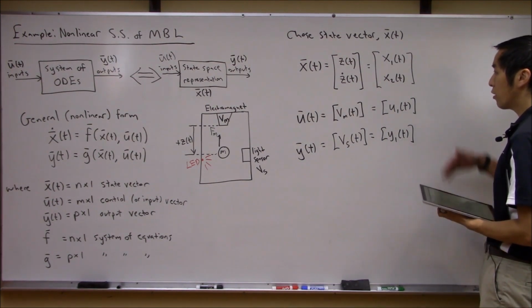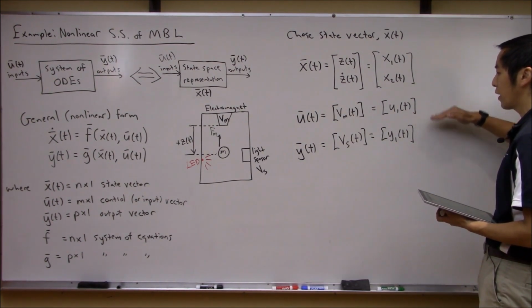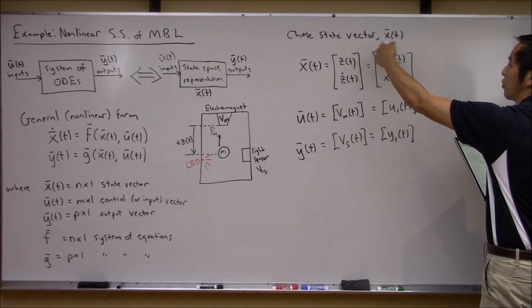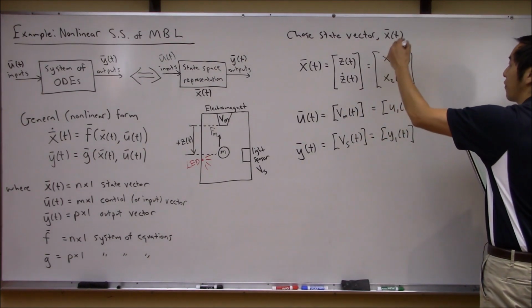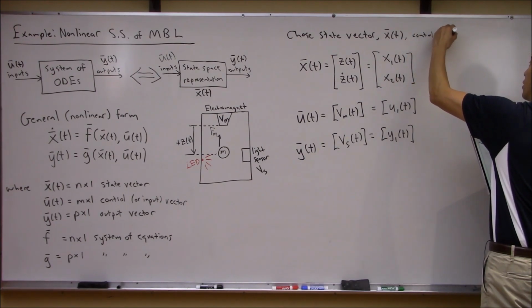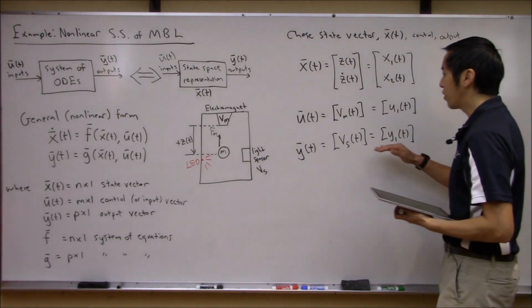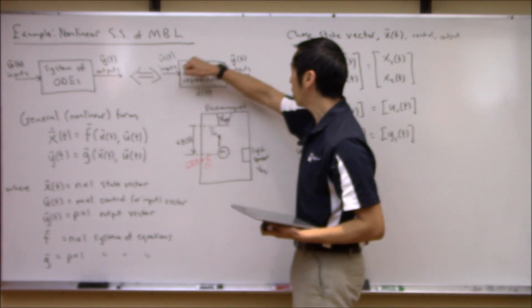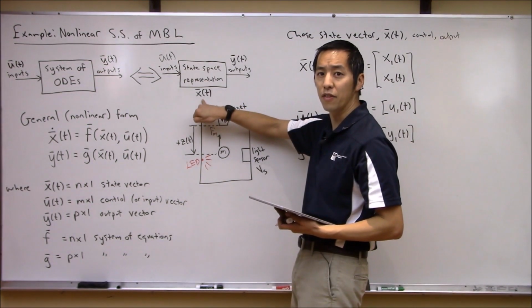Okay. So at this point, I've got the state vector, control vector, and Y. And in fact, maybe I should have rewritten here what we're doing. We're choosing the state vector, control vector, and output. Right? That's easy to do. So at this point, we basically have defined the input, the output, and the internal state of this system.